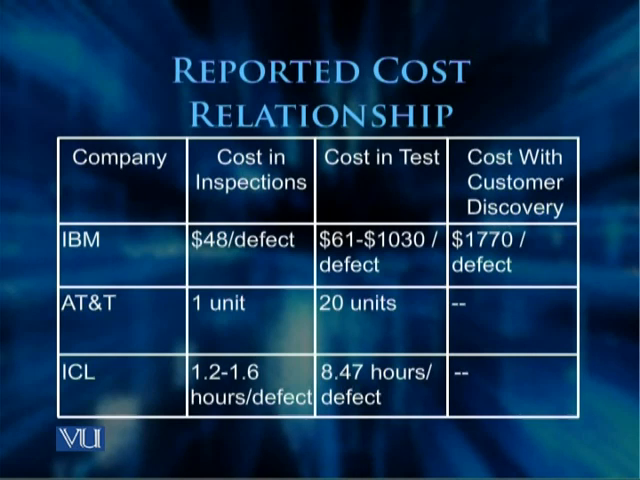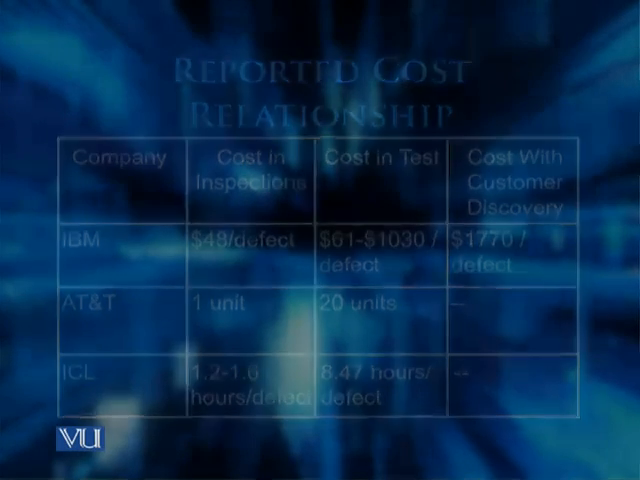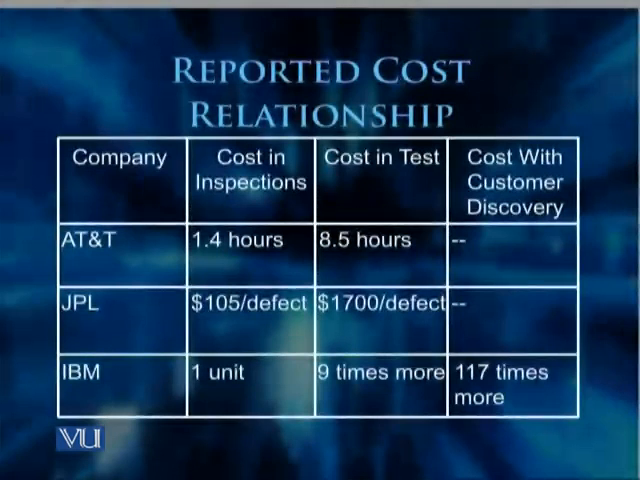For ICL, it's 1.2 to 1.6 hours per defect for inspections and 8.47 hours per defect for testing. So these were the 3 companies. Let's look at the next 3 companies.